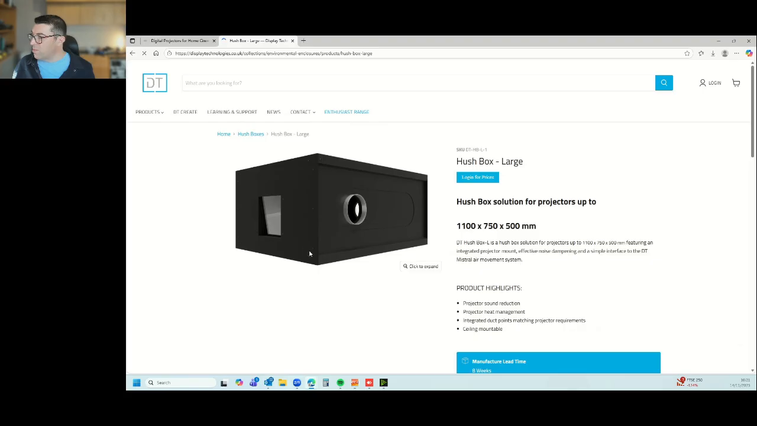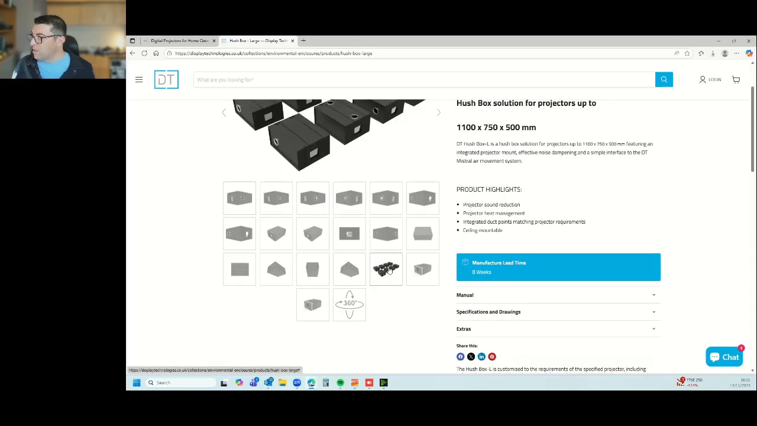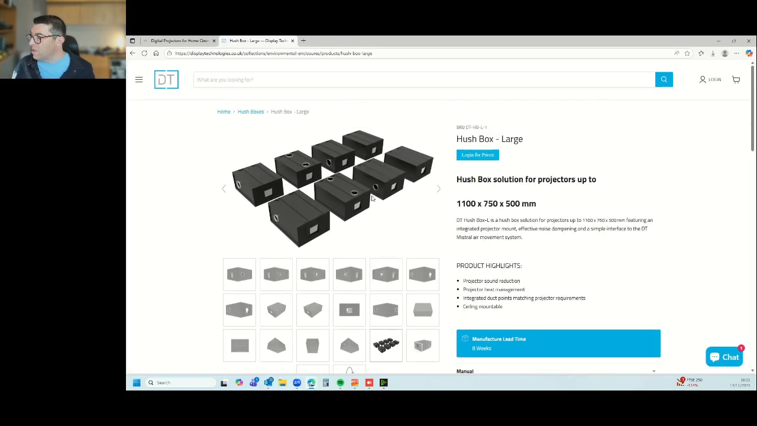The benefit of using a hush box, of course, there's the family of them, is that you contain the noise and the heat in a known system. You can see that the hush boxes have ducting interfaces and cable entry interfaces built into them, a double glazed porthole, and access for the projector.